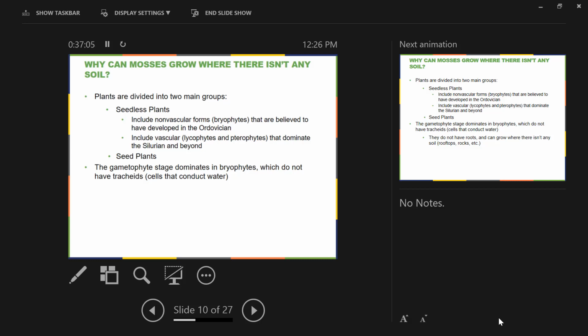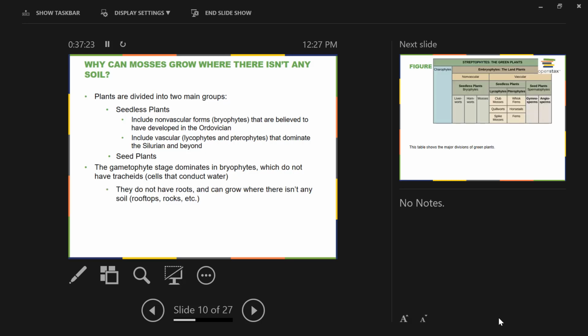Which means if they don't have vessels that form for carrying water, what should they not have? What structure of a plant pulls water out of the soil so that it can be taken to all parts of the plant? The roots, right? Does that make sense? They do not have roots. Yep, bryophytes do not have roots. So they can grow anywhere. It doesn't matter whether there's soil or not.